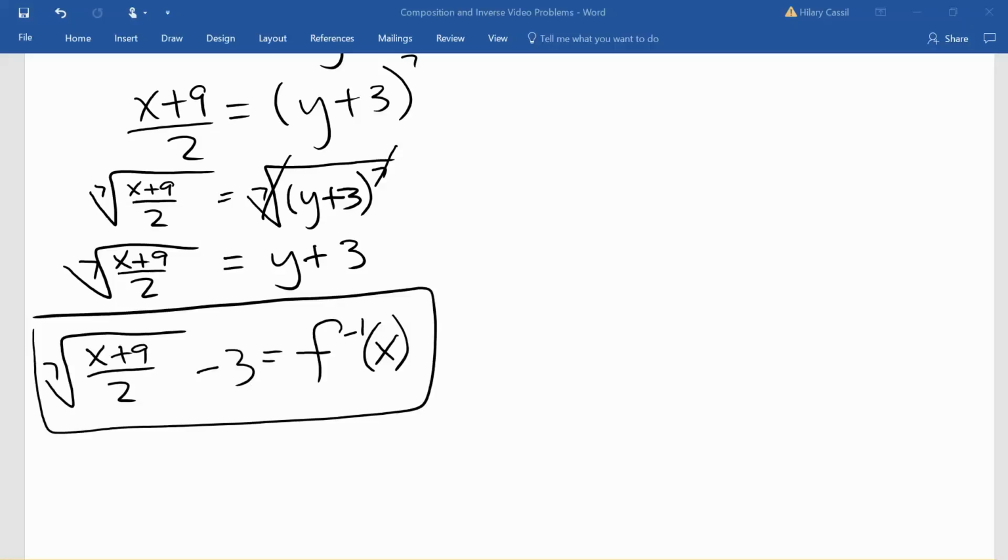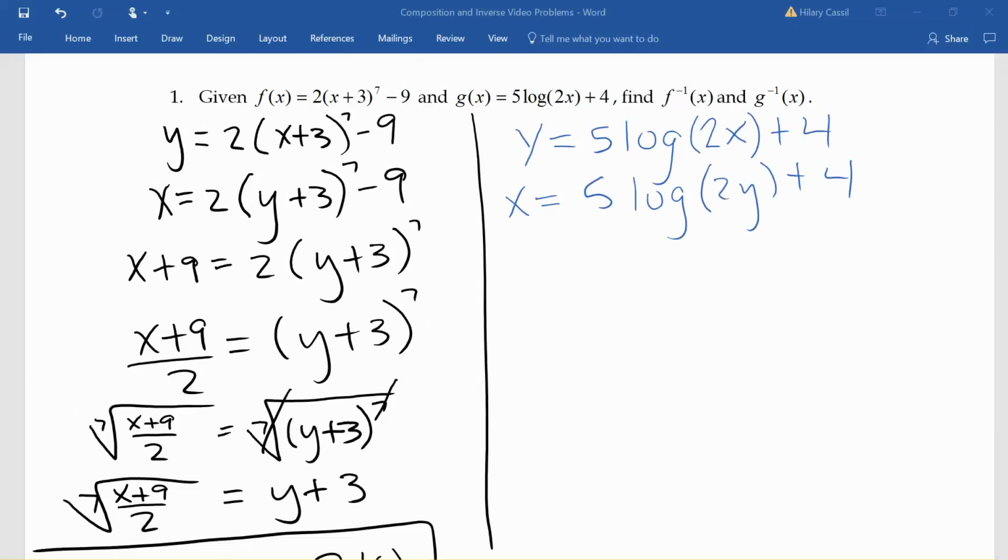So the inverse of our original function f is the 7th root of x plus 9 divided by 2 minus 3. Now let's take a look at g of x. Again, our first step is going to be to interchange our x and y variables. And again, we're looking to solve for y.